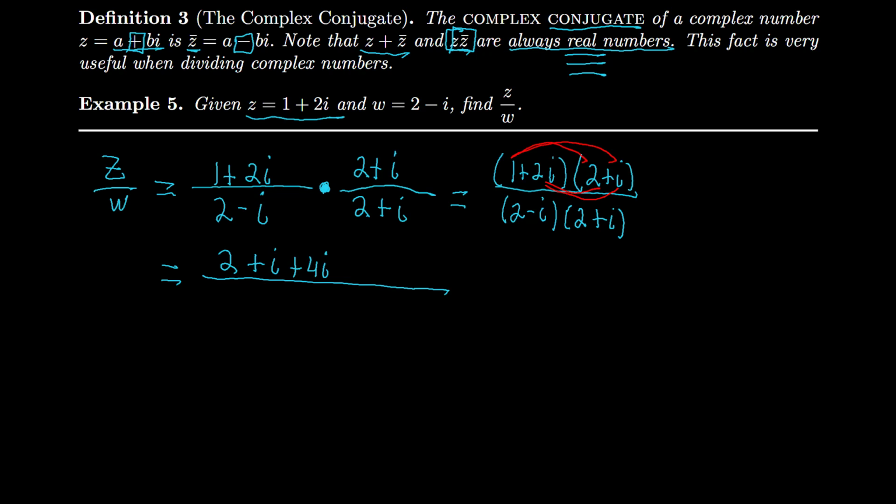And then 2i times i is 2i squared. That is, 2i times 1i is 2 times 1 is 2, and i times i is i squared. Then on the bottom, I'm going to do the same thing. The first term is 2 times 2, which is 4. Then the outer terms, so on the bottom, 2 times positive i is plus 2i. Then in the middle, negative i times 2 is negative 2i.